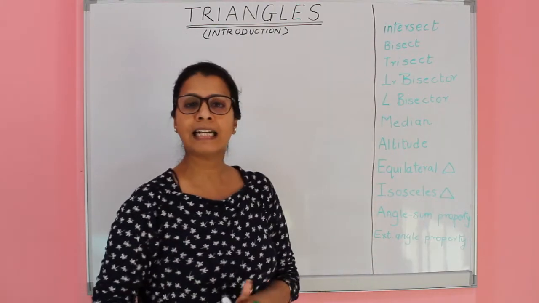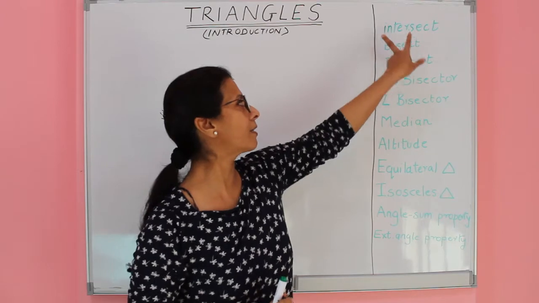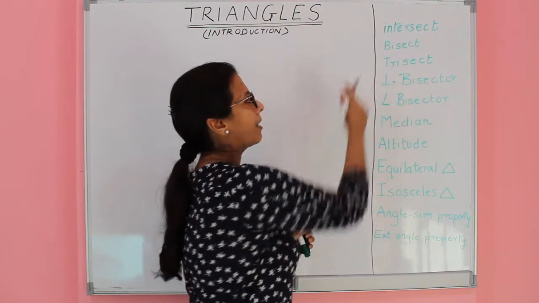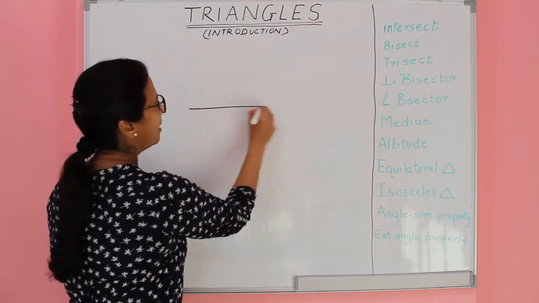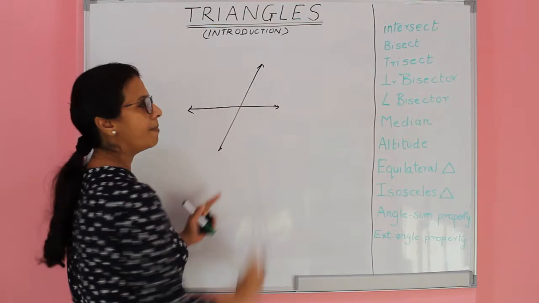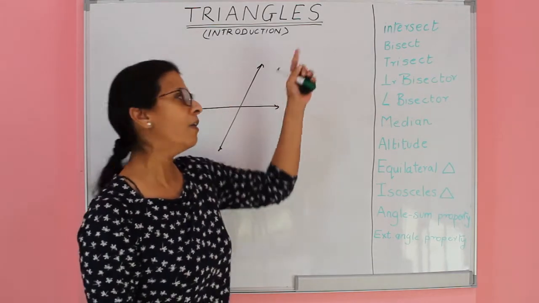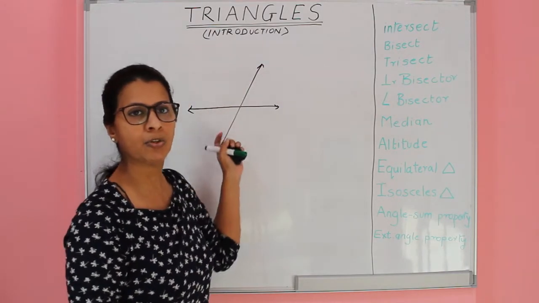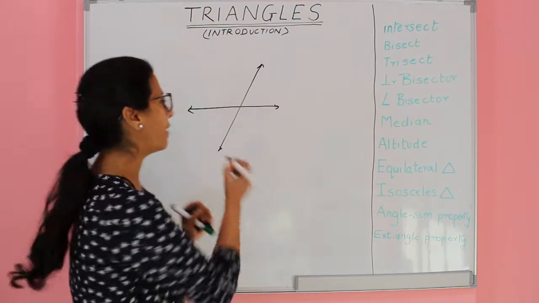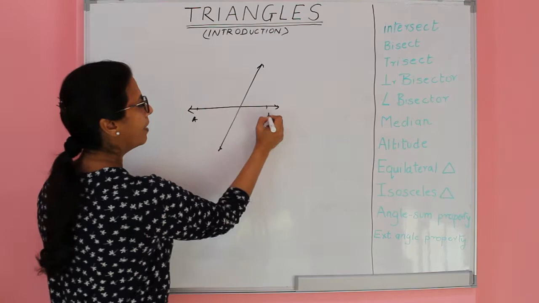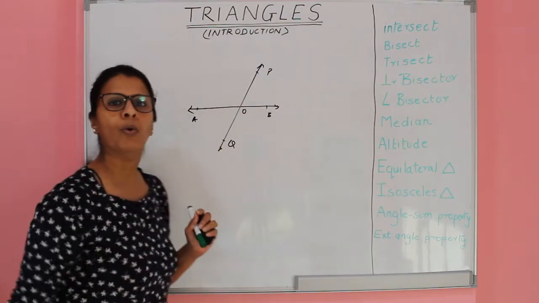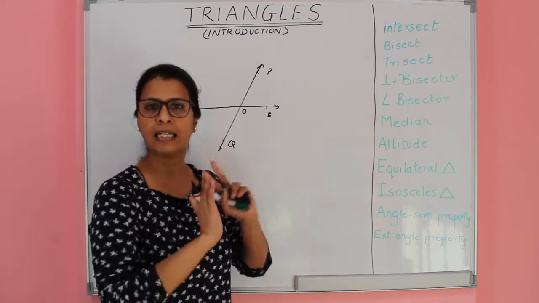Usually the kids get very confused when the words intersect, bisect come. But it is very easy to understand. Intersect means whenever one line is cutting another line. It can be a line or a line segment. When it is just cutting, passing through a single point of another line, we say it intersects. We can say a line AB intersects PQ at O. So intersect is just cutting.